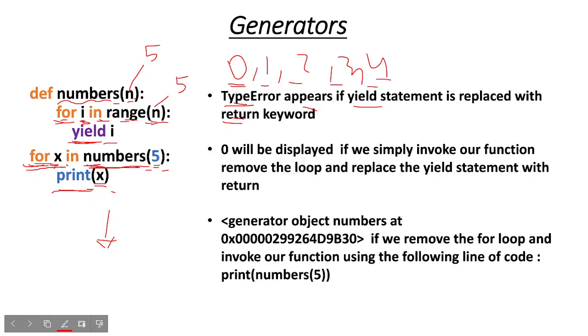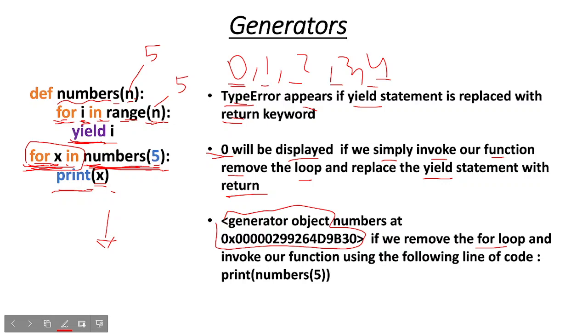Now 0 will be displayed if we simply invoke our function and remove the for loop. For example, remove the for loop and replace the yield statement with a return. So if we replace the yield statement with the return statement and just simply invoke our function without placing the for loop here, we will have 0 displayed in our console as a result. Now the following line of code will be displayed in our console if we remove the for loop, and just invoke our function the following way.